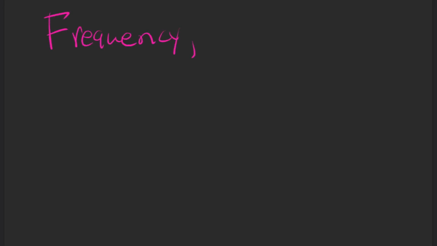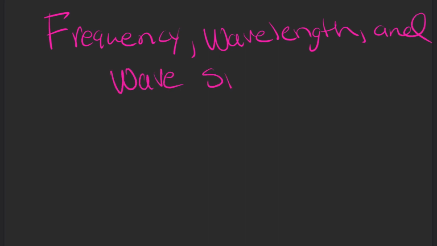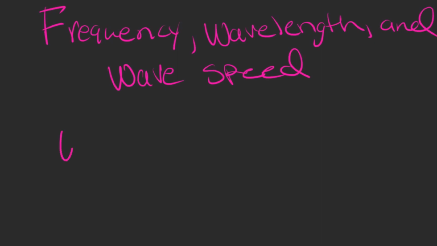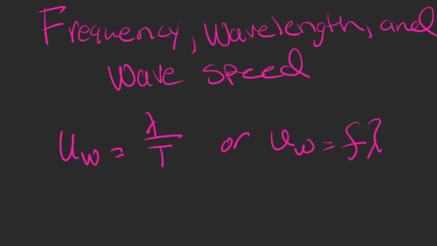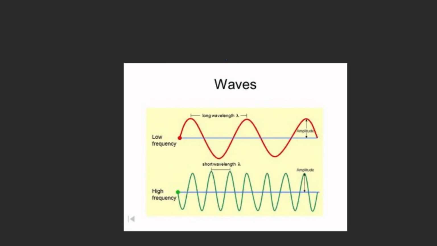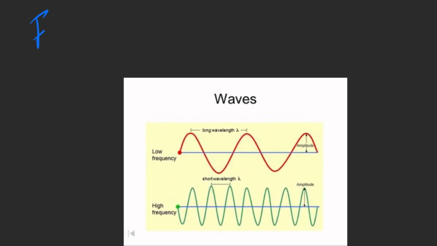Frequency, wavelength, and wave speed are all related because of the equation wave speed equals wavelength divided by time, or wave speed equals frequency times wavelength. But before we get into the equation, let's look at this diagram and break it down a bit.